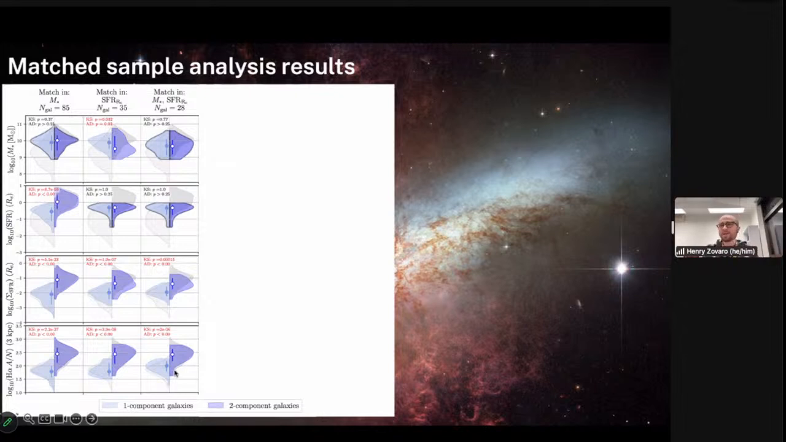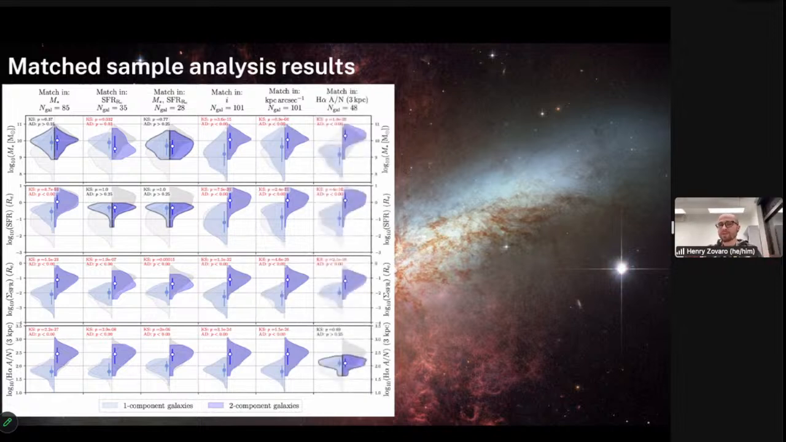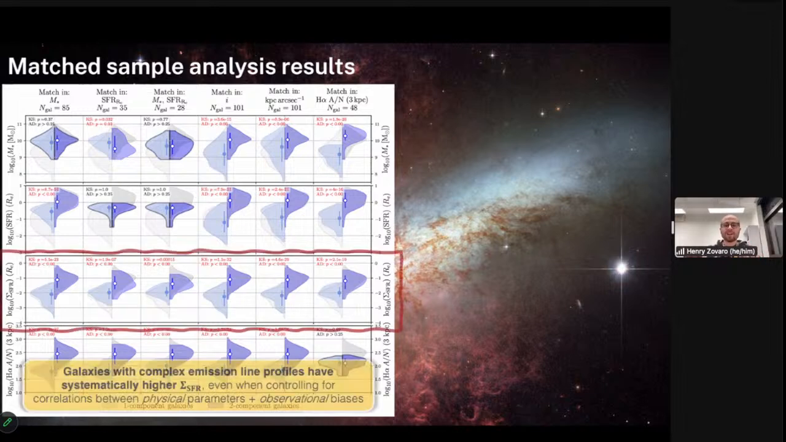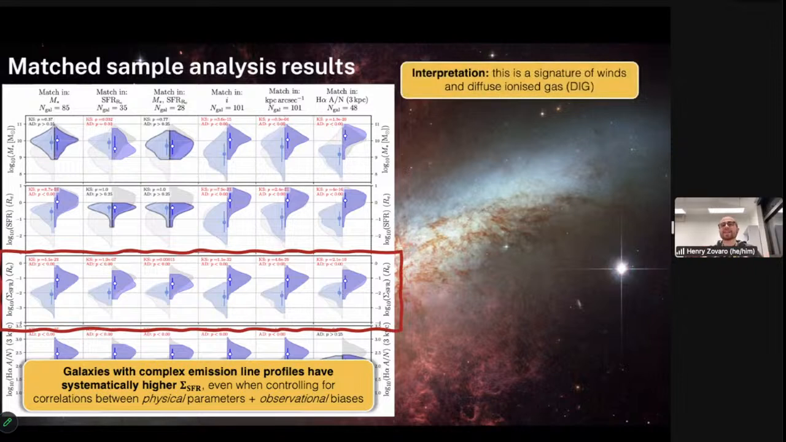Okay, so now let's think about the observational biases. We can match in inclination, we can match in angular scale, which is effectively the same as matching in redshift. And finally, we can match in amplitude to noise. And what we find is that it doesn't matter what we match in, star formation rate surface density is always the quantity that is different between the multi-component galaxies and the one-component galaxies. And our interpretation of this is that this is a signature of winds and diffuse ionized gas.